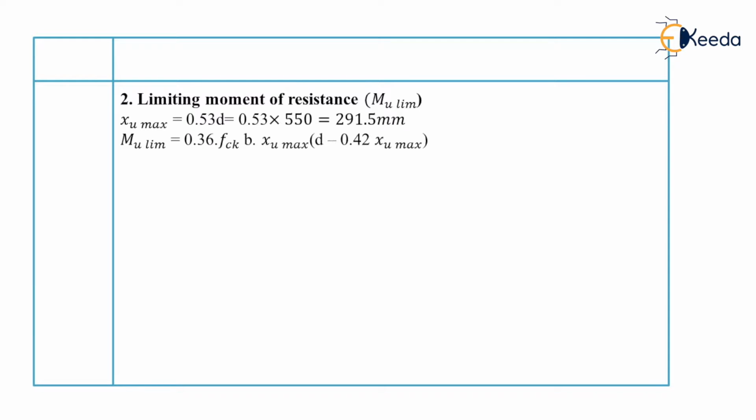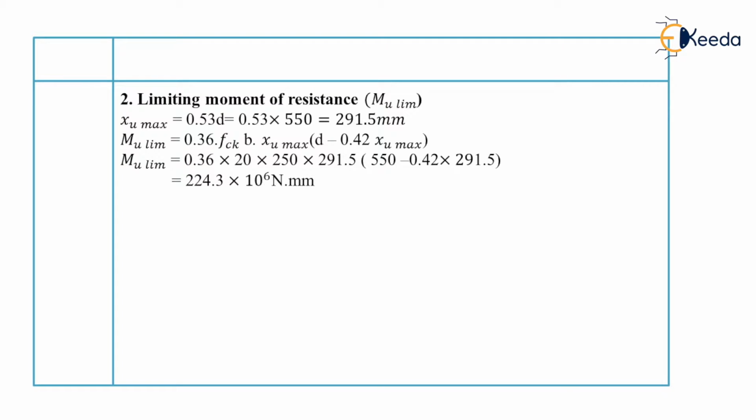Now the limiting moment of resistance Mu limit is equal to 0.36 fck into b into xu max in bracket d minus 0.42 into xu max. So after putting all the values, we will get Mu limit is equal to 224.3 into 10 raised to 6 Newton mm. Now our third step is to find out the additional moment of resistance, that is Mu2, and this moment of resistance is to be resisted by the additional reinforcement provided in compression zone as well as additional area of steel in tension zone, that is Ast2.